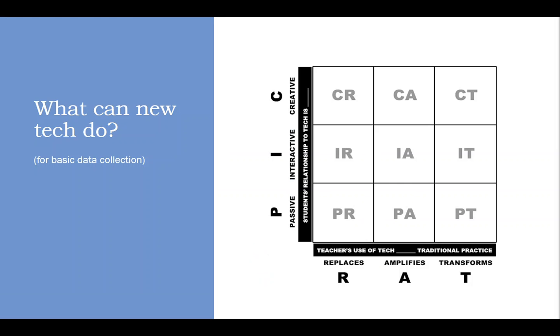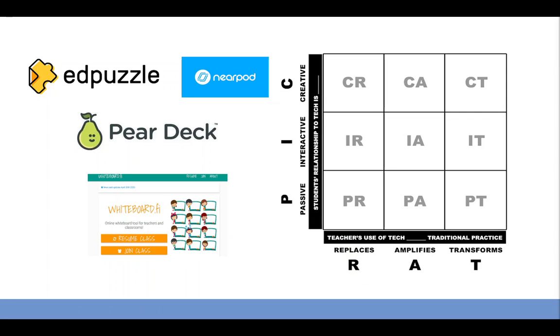Okay, so now remember the PICRAP matrix. When we're talking about assessment, of course, teachers have been assessing long before the current digital technologies. But what can current digital technologies do to help us with this assessment and data collection? So we're going to look at this on the PICRAP matrix. So if we start here, here's some different tools we could have.